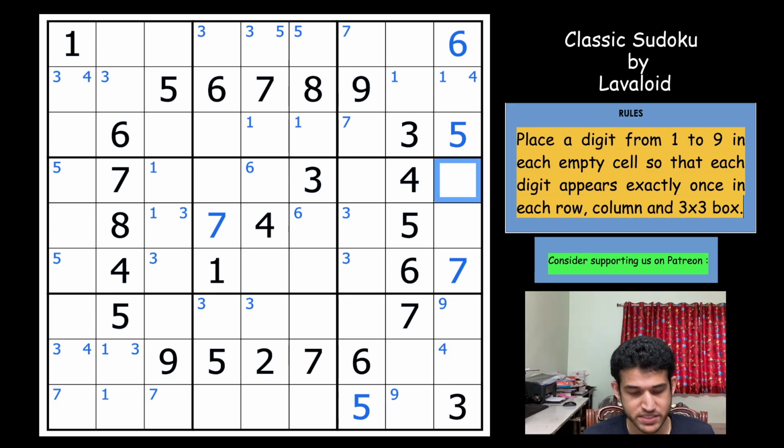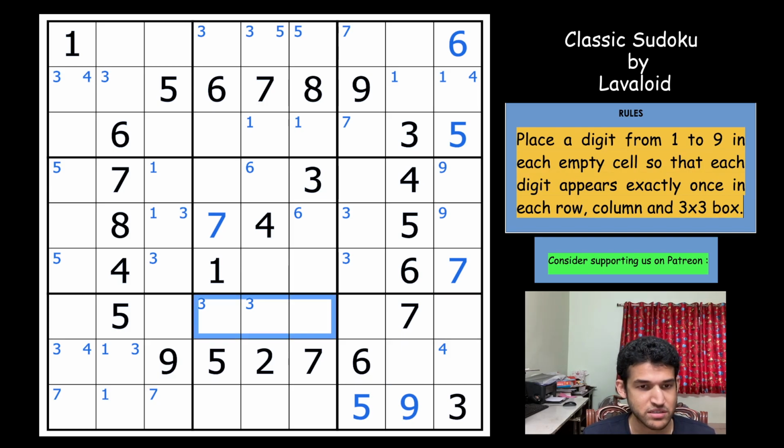9 in box 6 goes here, because these 3 cells are looked at by this cell. So 9 goes here, and that gives me a 9 here, which puts a 9 in these 3 cells. Which I don't think would be wise to make a note of.